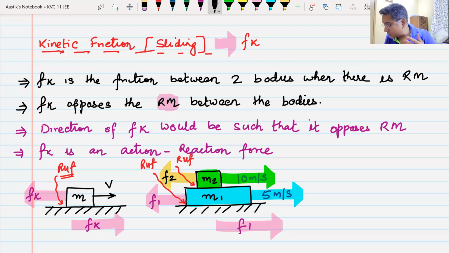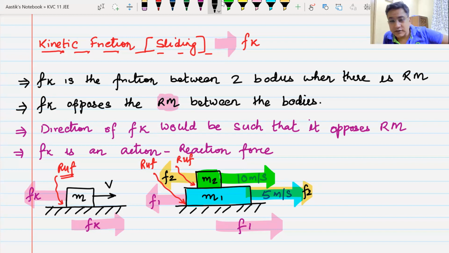But what will M2 do? Okay, you apply F2 on me. I will also apply F2 on you. So he applies F2, but his F2 would be in the forward direction because M1 has applied force in the reverse direction. Do we understand this? So this is how you can find out the direction of frictional force between the blocks.